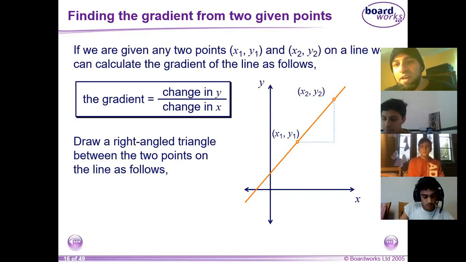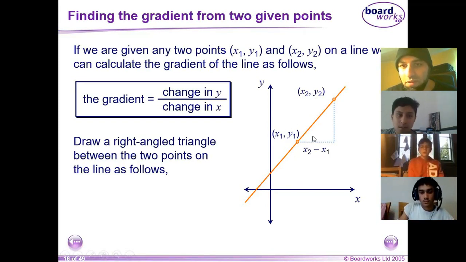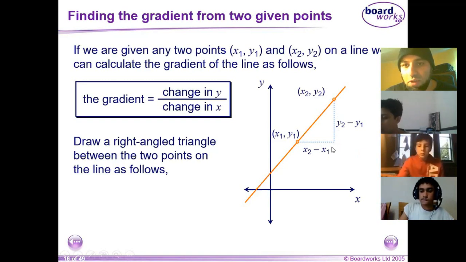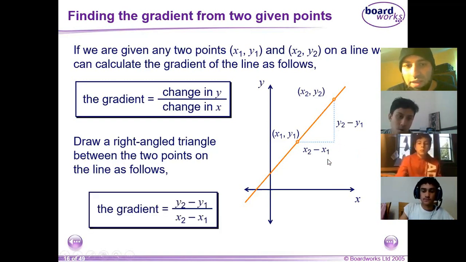I want to find this height. I want to find this height over here. For me to find that height, I'm going to do y2 take away y1. So there. If I want to find it, and I need to find this length. If I want to find this length, it's x2 take away x1. And I get this equation here: the gradient is y2 minus y1 over x2 minus x1. Okay? Does that make sense?